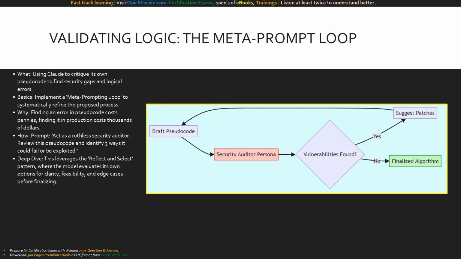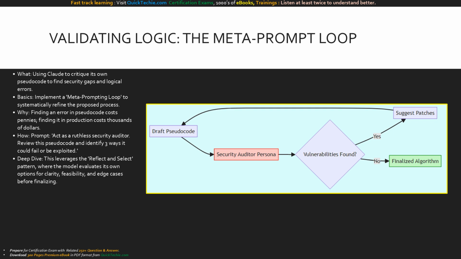This forces Claude into a reflect and select pattern. It critiques its own logic, looking for race conditions, unhandled null values, or security loopholes. Once it identifies these weaknesses, we instruct it to update the pseudocode to patch those holes. We are literally using AI to debug the algorithm before the algorithm even exists in code. Finding an error here costs nothing. Finding it in production is catastrophic.